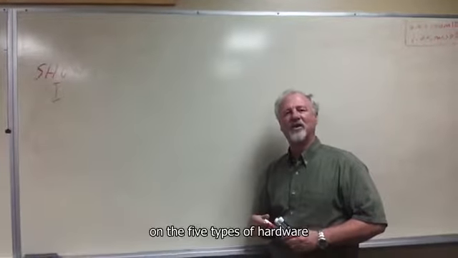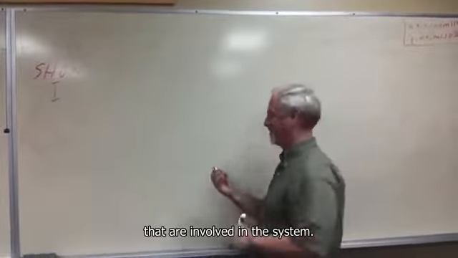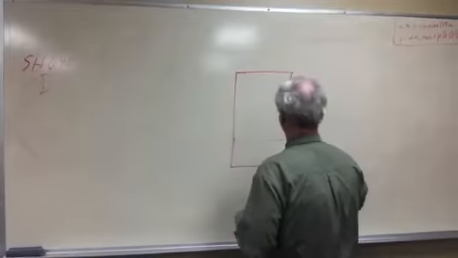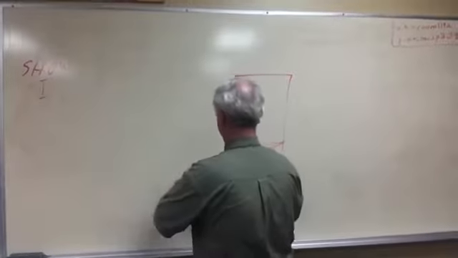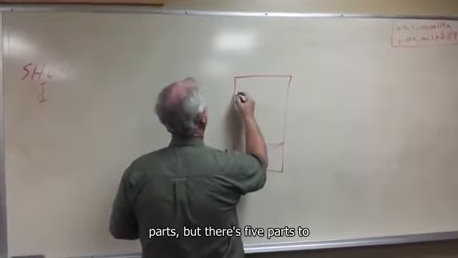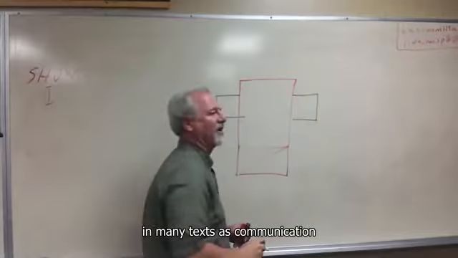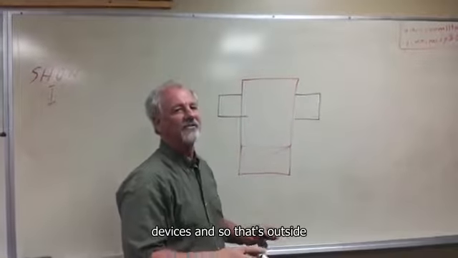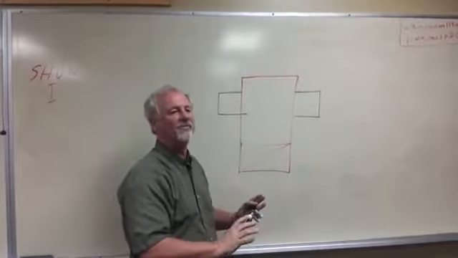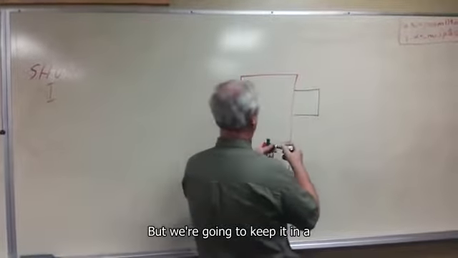Right now we want to concentrate on the 5 types of hardware that are involved in the system. Let me draw a diagram here. There's really sometimes 6 parts, but there's 5 parts to a closed system. The 6th part is talked about in many texts as communication devices, and so that's outside the system. That's a 6th part of hardware, those devices needed to communicate. But we're going to keep in a closed system here.